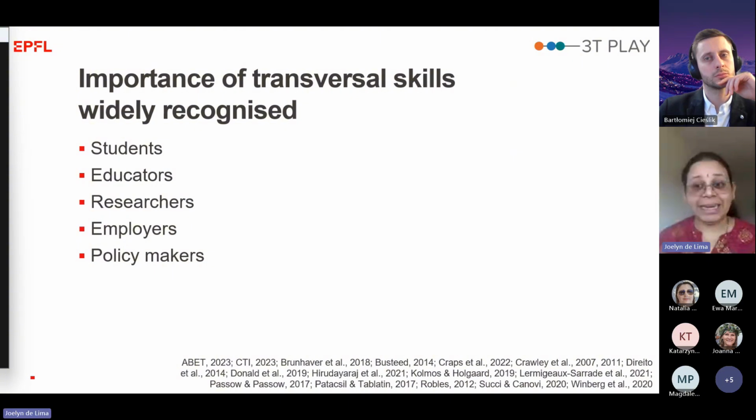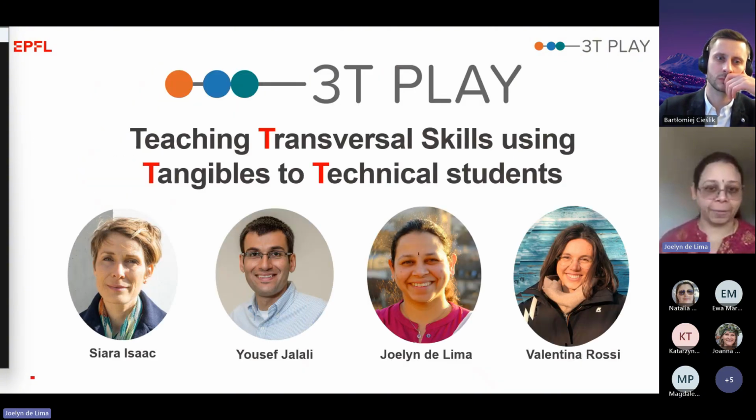Having said that, in order to help our students develop transversal skills, we had this project that lasted for about 3 years, which was called the 3T Play project here at EPFL. The 3Ts stand for teaching transversal skills, something that we've just spoken about, using tangibles to technical students.